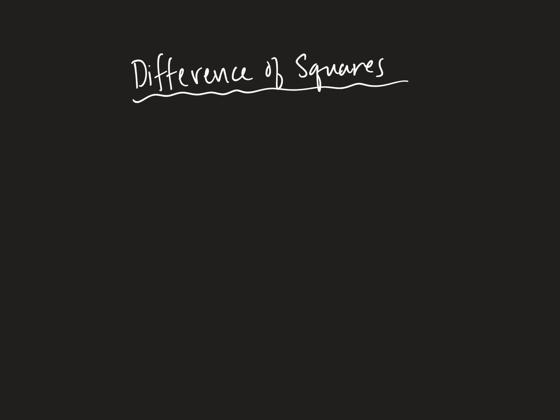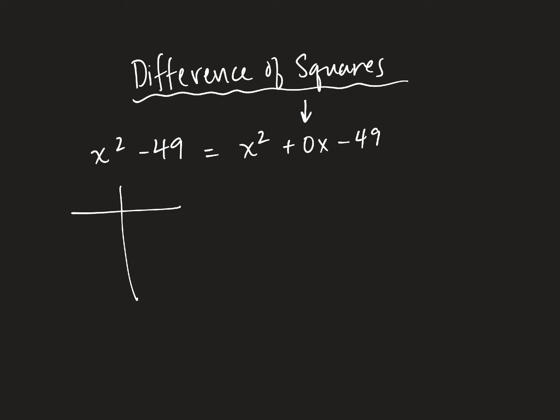We do have a special case called the difference of squares. So if we had a problem like x squared minus 49, we notice that there is no x in the middle. So you could actually rewrite this as x squared plus 0x minus 49. So that middle term would be a 0. We can do the same thing we did before with our T-chart. We can still do factors of negative 49, things that multiply to give me negative 49, but they have to add to give me this middle number of 0.